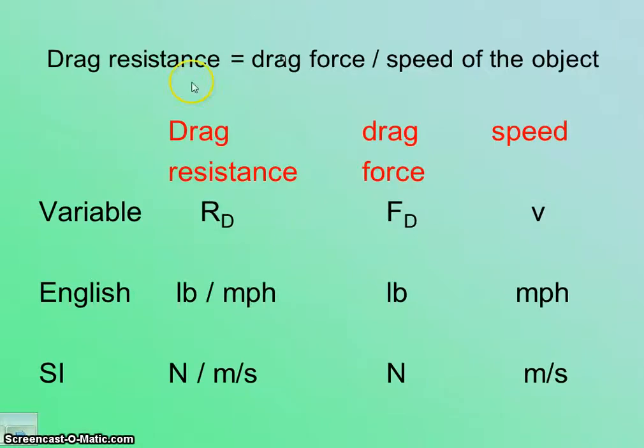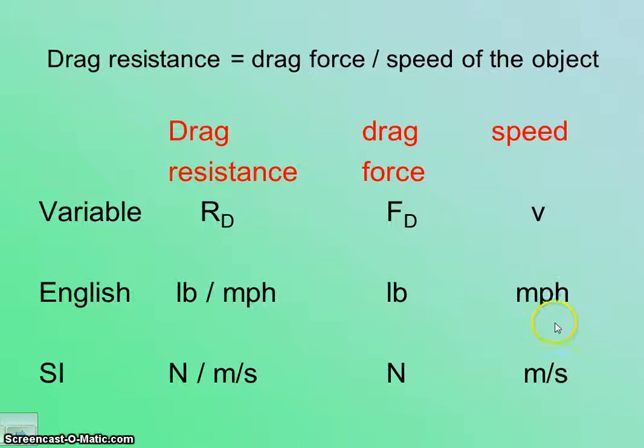Now the next one you have is drag resistance, and that's drag force divided by the speed of the object. So with that one, your resistance is R, the D is drag. This is your force, that's your drag force, and V is going to be speed. Force, again, is going to be pounds in English, newtons in SI.